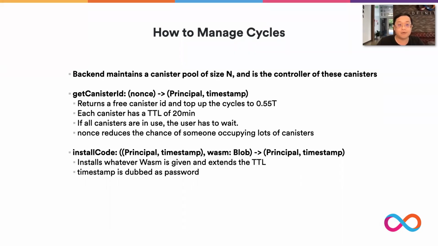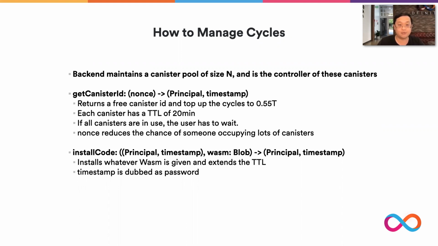And the idea is very simple. Basically, the backend maintains a canister pool of a fixed size, and the backend is the controller of all these canisters. Then we provide two APIs. The first API is to get a canister from this canister pool.